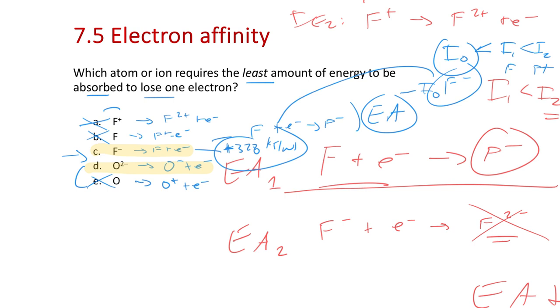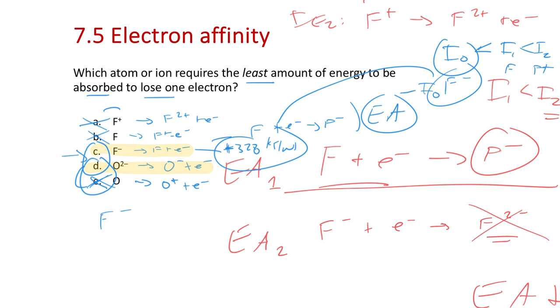So you're putting that electron really far away from the nucleus, which is going to require the least amount of energy to ionize compared to O. So just comparing these two steps, we can say E is going to definitely require more energy than D, so we can rule E out. Okay, so then our choices come down to C and D. So how do we rank F minus versus O2 minus?